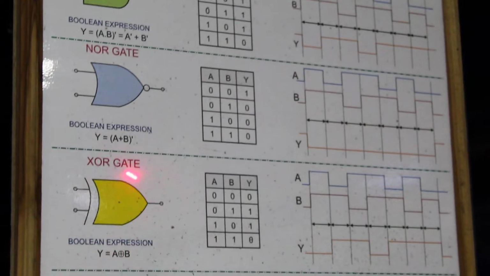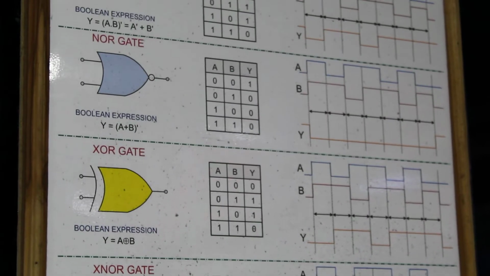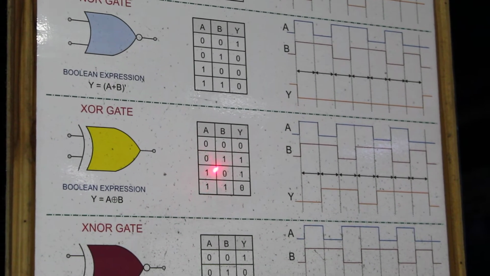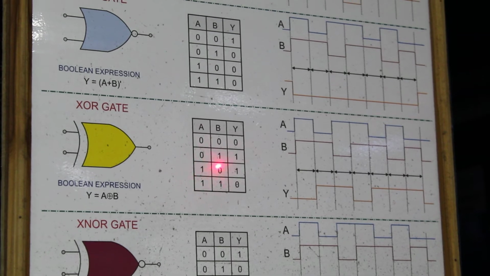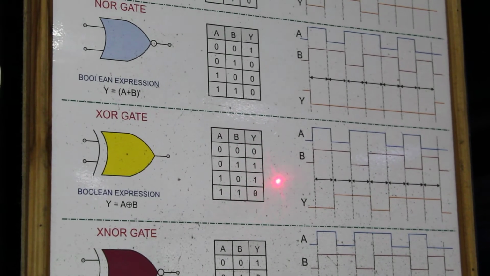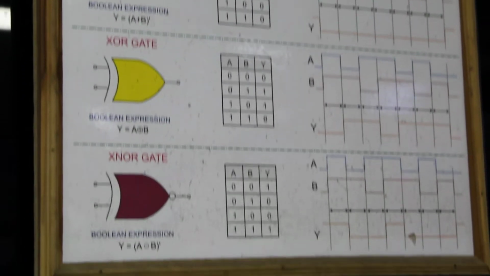Now we'll move on to your XOR gate. For the XOR gate, when either of the inputs is 1, you will get the output. That is for the second and third conditions. When it is 0 1, you will get the output as 1. 1 0, output as 1. For all other conditions, the output will be 0. Now we'll see the connections and the verification of the gates in the kit.